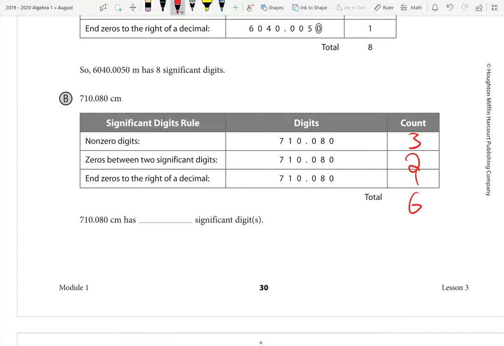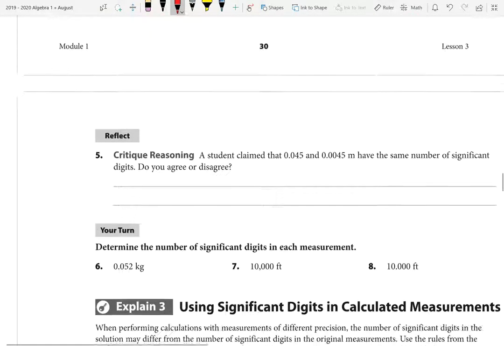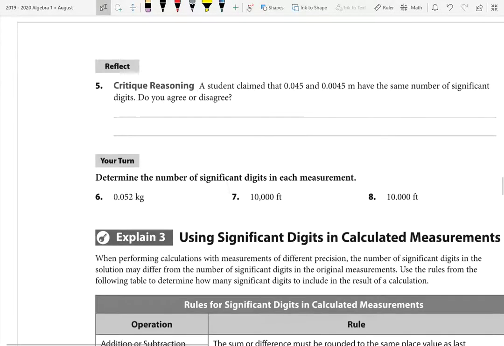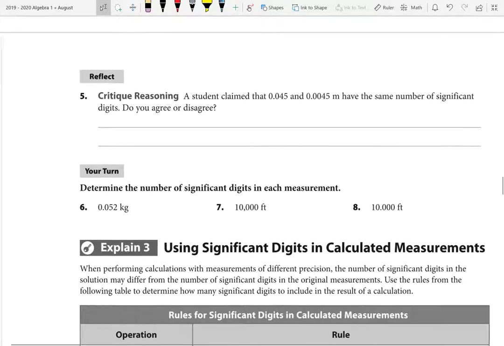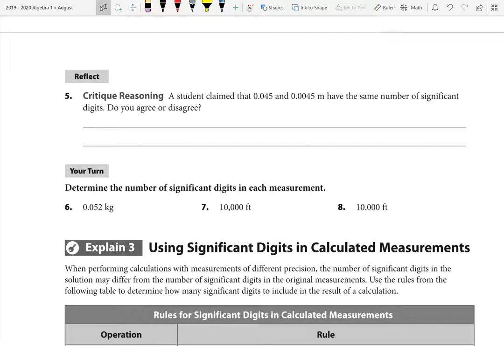But yeah, let's look at some other ones that are a little different. We're going to do the your turn ones. We're going to count the significant digits there, and we're going to follow the same rules. Okay, first let's look at number 5. A student claimed that 0.045 and 0.0045 have the same number of significant digits. Do you agree or disagree?